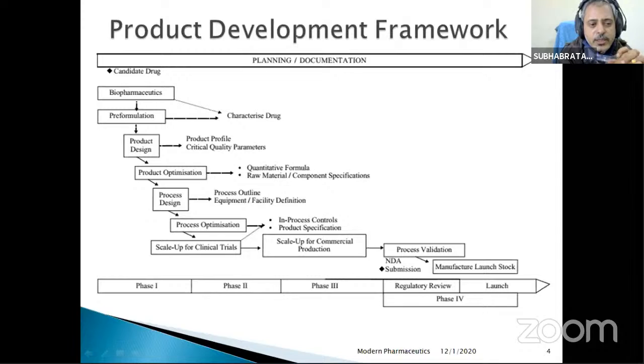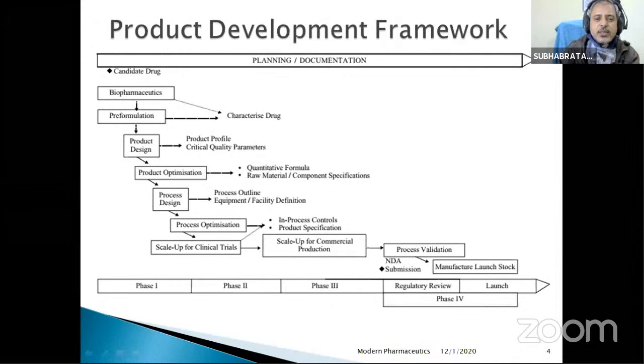Now, whether it is an innovator setting, where a new drug molecule is being formulated into a dosage form, or a generic setting, where an existing known drug molecule is being formulated into a dosage form, depending on that, as we have discussed in the earlier class also, the quantity and quality of studies will vary to some extent. Of course, in an innovator setup, the pre-formulation studies need to be more extensive because we don't know much about the drug candidate or candidate molecule, and therefore all aspects of pre-formulation need to be done.